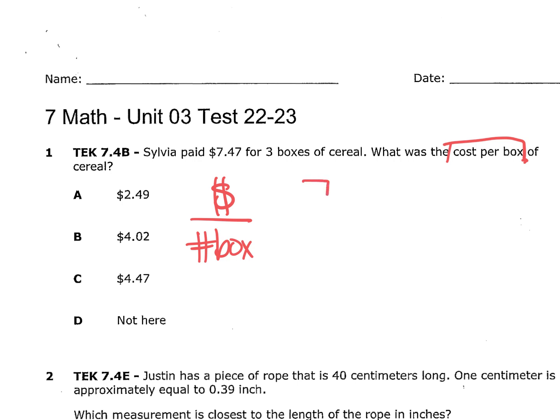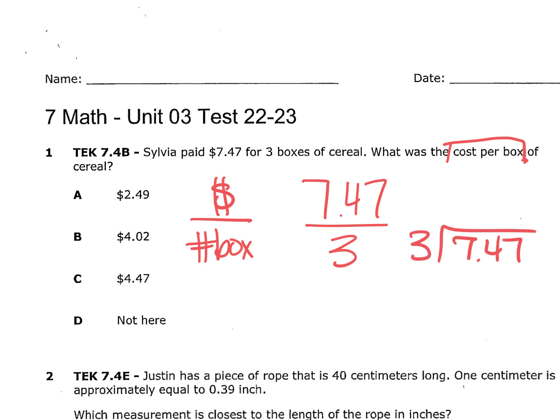So this would be $7.47 over 3. This is basically finding the unit price. So that means you just do the cost divided by 3. So I'm going to move my decimal up. 3 goes into 7 twice. 3 can go into 14 4 times.